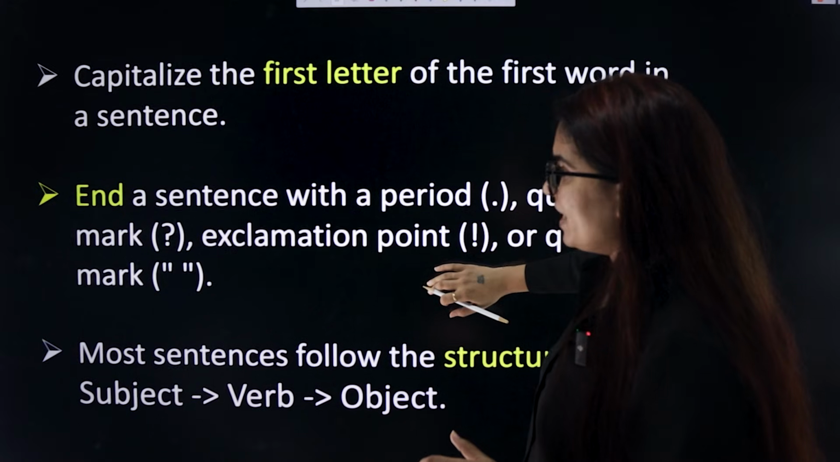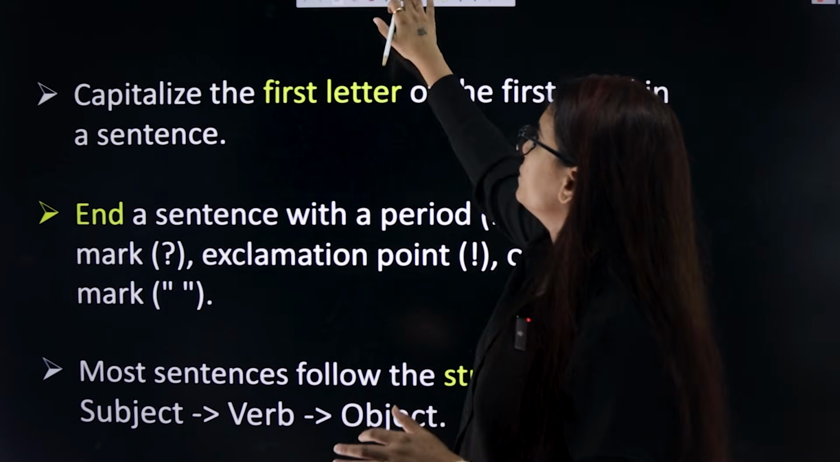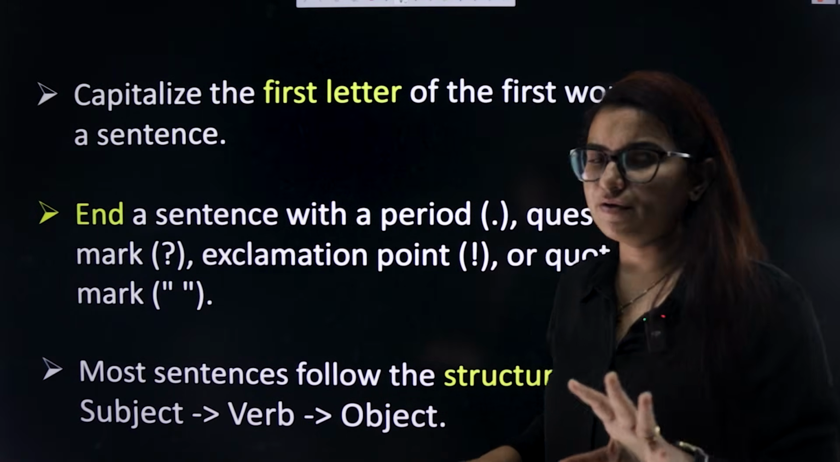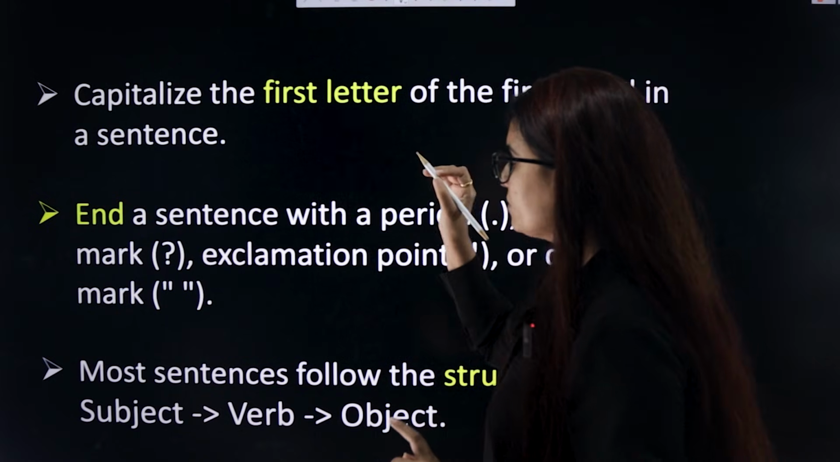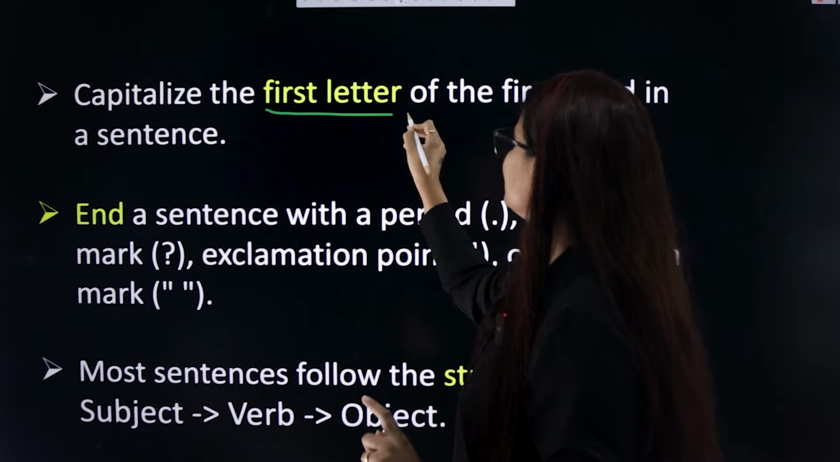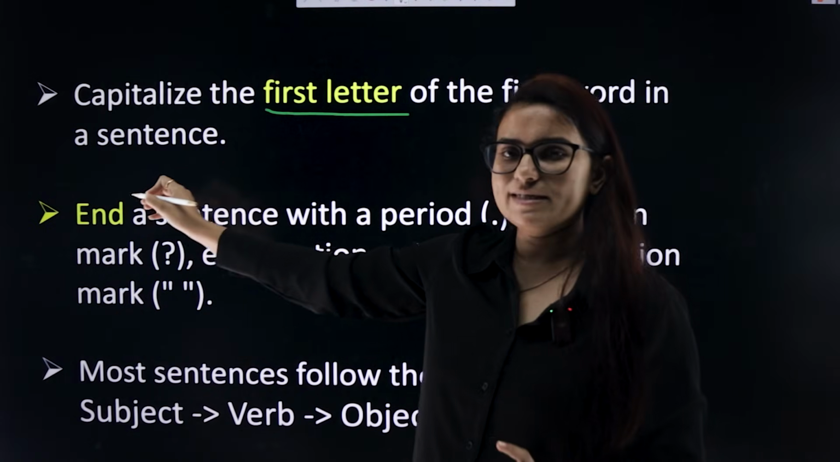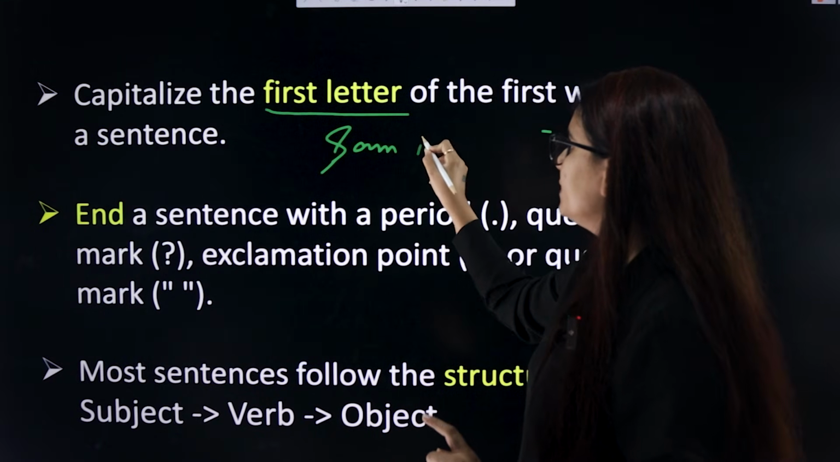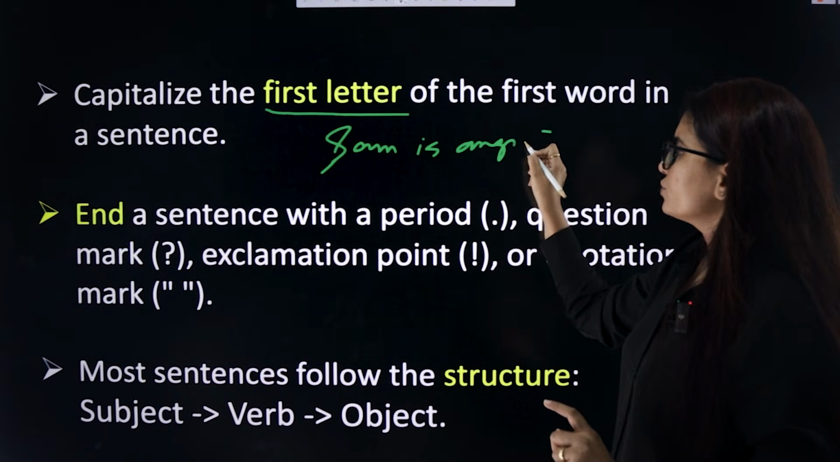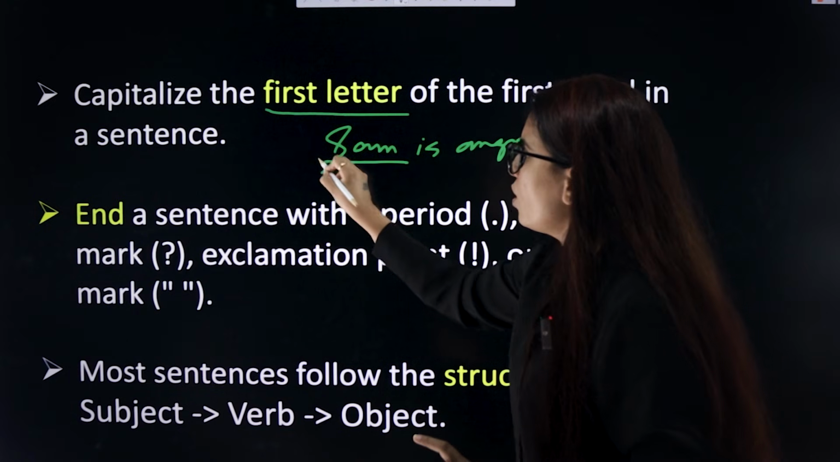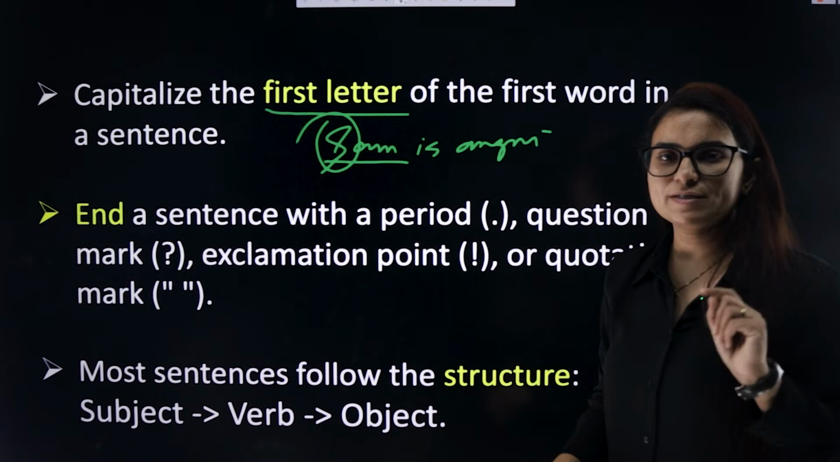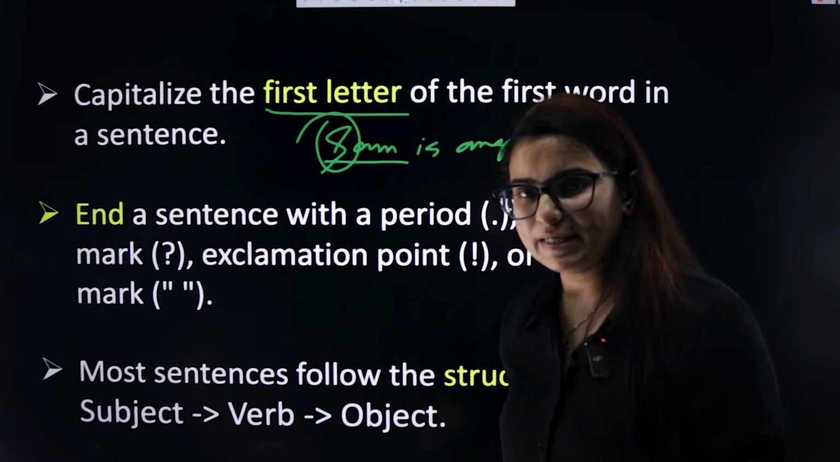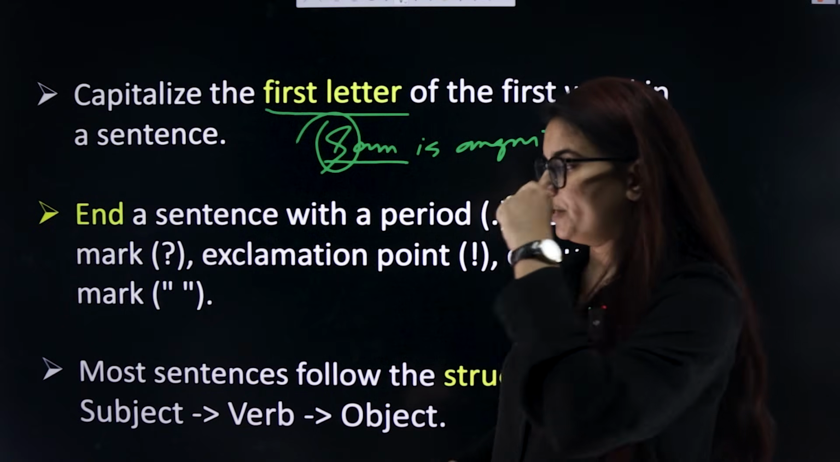And these are basic grammar rules. You should never ever miss these grammar rules. The first one is, always capitalize the first letter of the first word of a sentence. If I am starting my sentence by saying, Sam is angry, the first letter of the first word should always be capital. First letter of the first word.